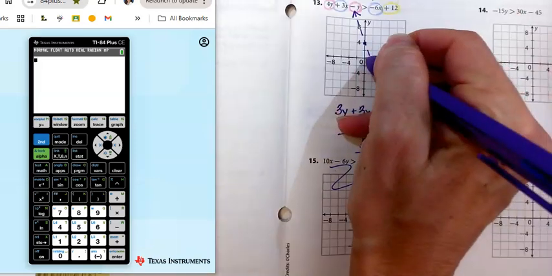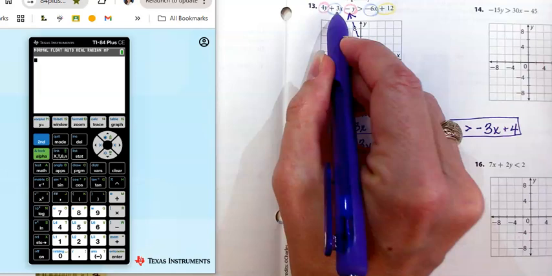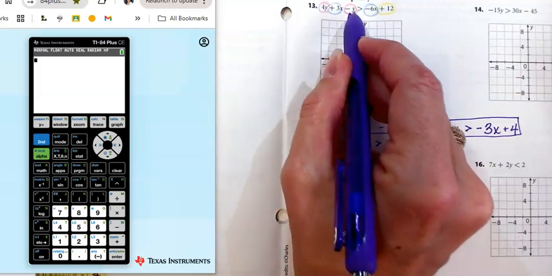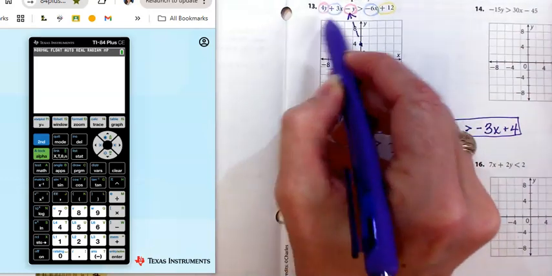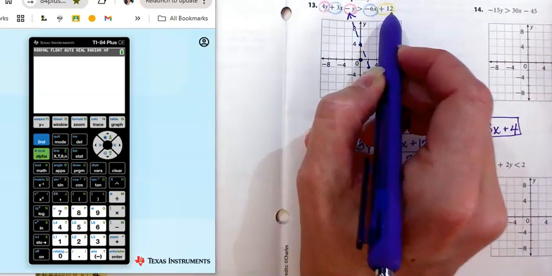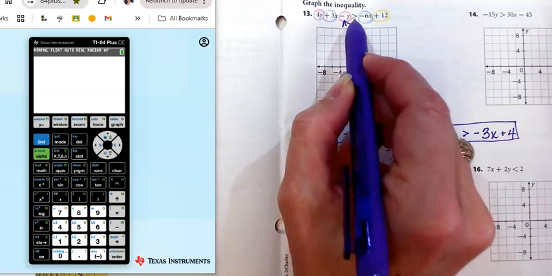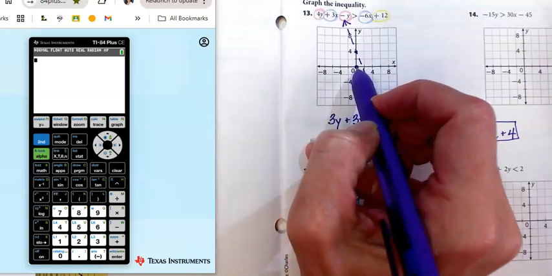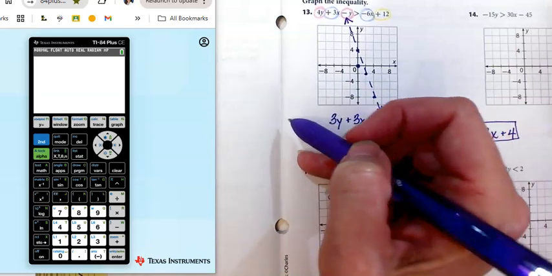And again, I like picking 0, 0 because it's easy. When I put a 0 in this term, and this term, and this term, all of this becomes 0 because my x and my y are both 0. So all of this over here is 0, and I have a positive 12 over here. Is 0 greater than 12? No.